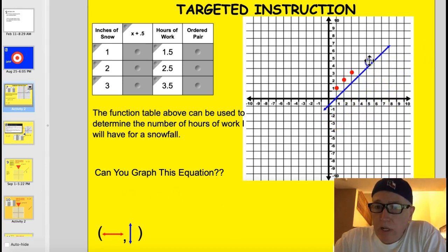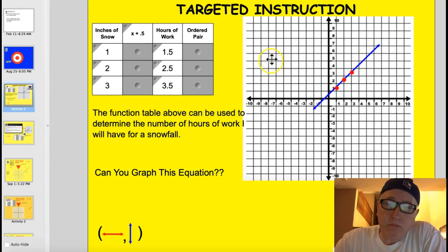So put a line right on there, and I could use that line then to predict other things. Like I could look and say, well, if I get 5 inches of snow, I'm going to have 5.5 hours of work to do. All right.